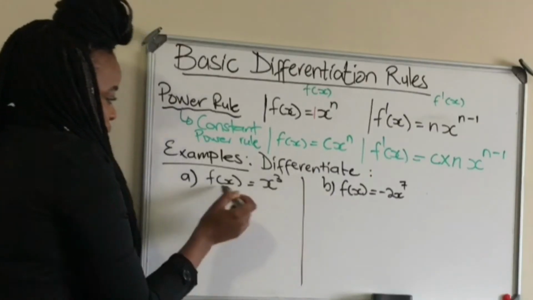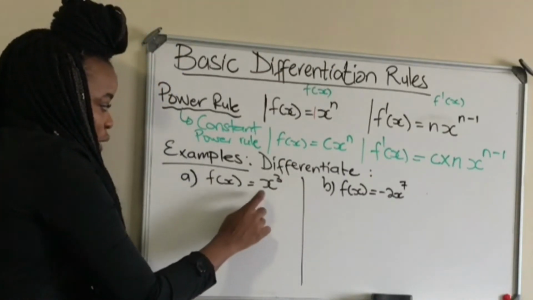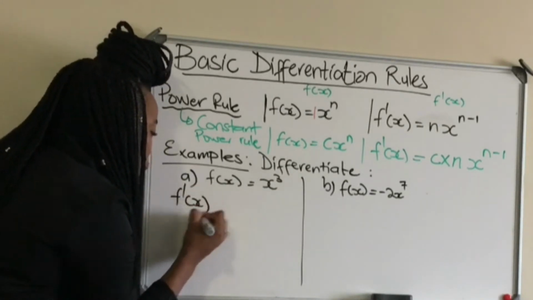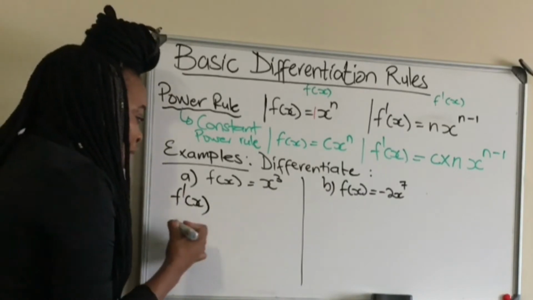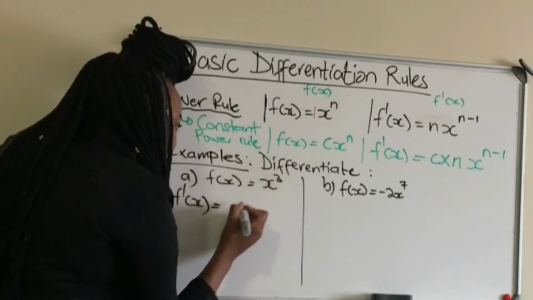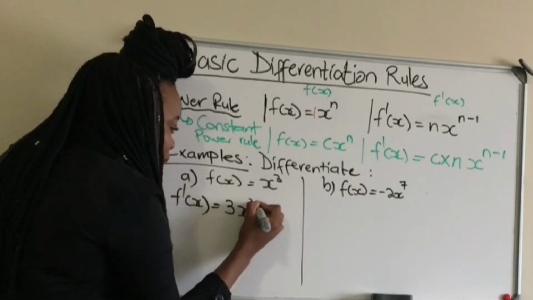So we differentiate a and b, and then we will have c. Now, what we are given in a is f of x equal to x to the power 3, right? So if we apply the power law, f prime of x will be equal to, remember we said we just take the n, so our n here is 3, so it's 3x to the power 3 minus 1. That's what we are going to do.